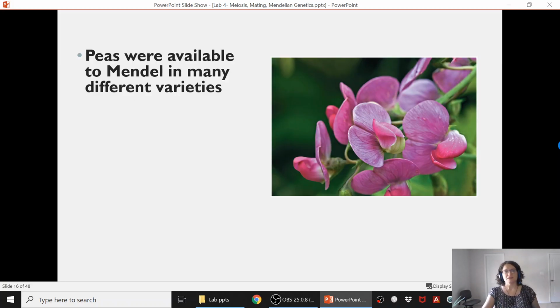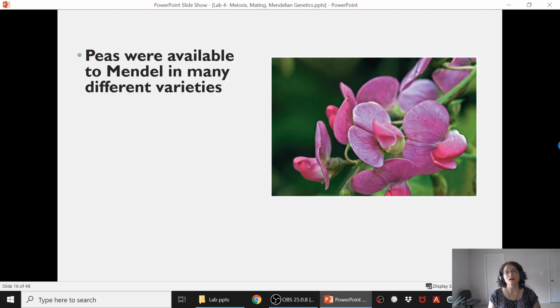So why did he use peas? They were available to Mendel in many different varieties. He could get different colors, dwarf plants, tall plants. He could get varying colors of pea pods, and he wanted to understand that because he knew he could get a yellow pea pod. He knew he could get a green pea pod, but there were no yellow-green pea pods. He wanted to understand why.